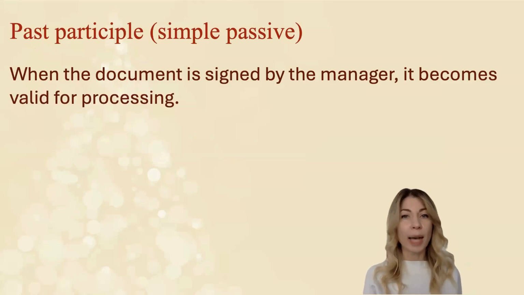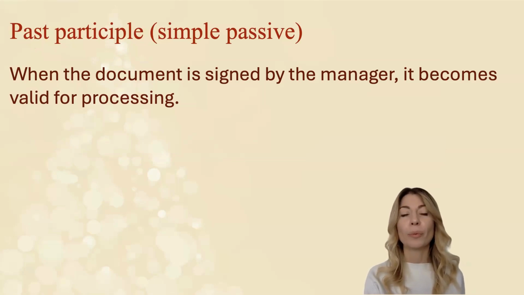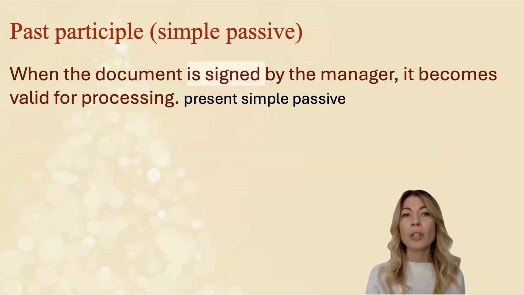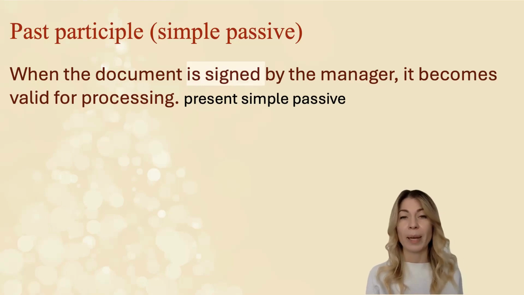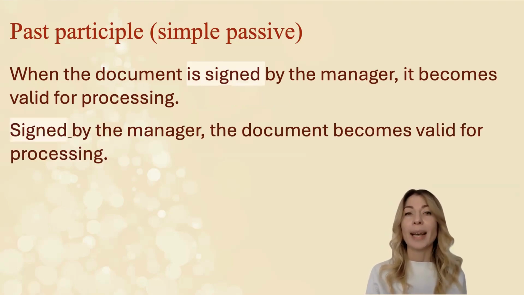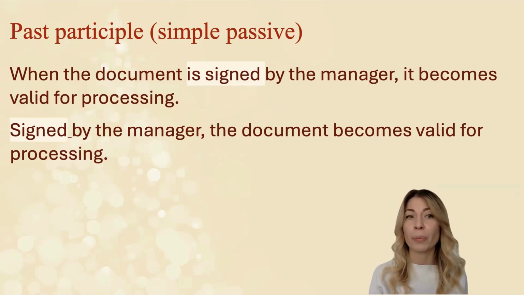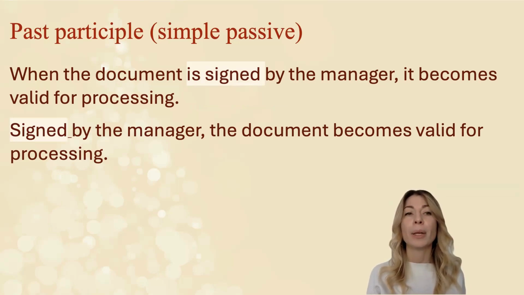When the document is signed by the manager, it becomes valid for processing. In this first dependent clause, we can see a passive form is signed. This is present simple passive form. Instead, we can use this past participle: signed by the manager, comma, the document becomes valid for processing. So instead of this dependent clause, we can use a past participle form, passive form, in the first place. And we should remember about commas, it's essential.